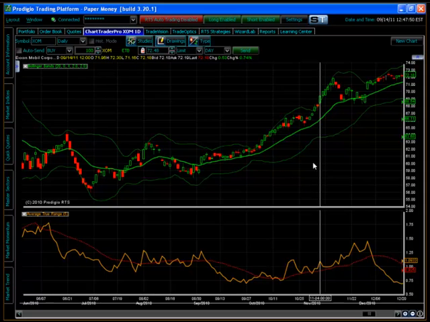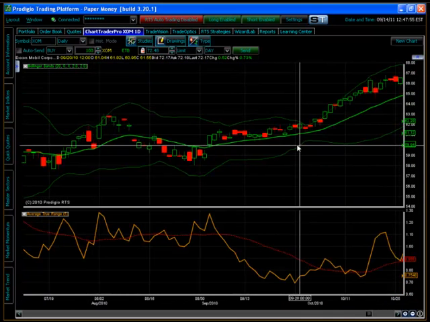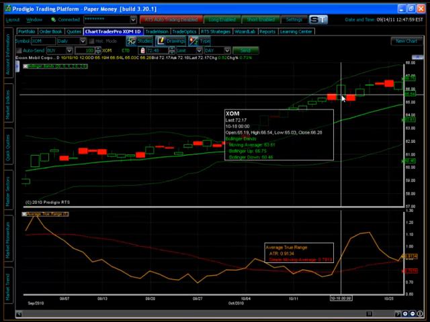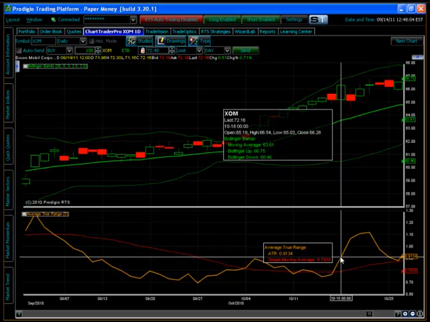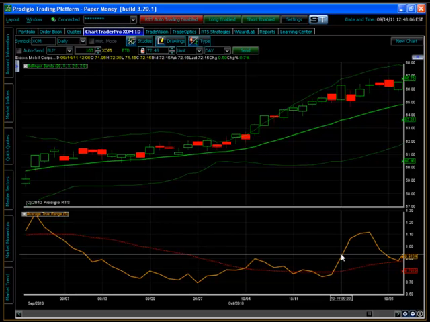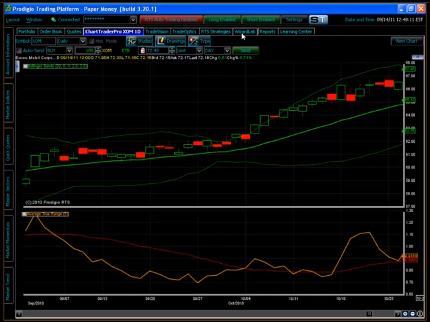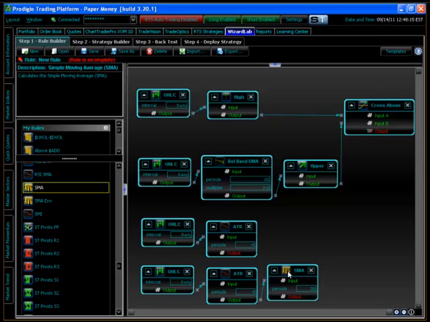Back on this date, see how big this green bar was compared to these bars? I could actually zoom in. You see how big this green bar is? Well, what happens is this ATR at the bottom here jumps way out above its average. And you can use this information in making your decisions. But I'm going to do this, right? In my rule builder, I want it to be consolidating and then break out. That's what I want. I want it to be consolidating and then breaking out.